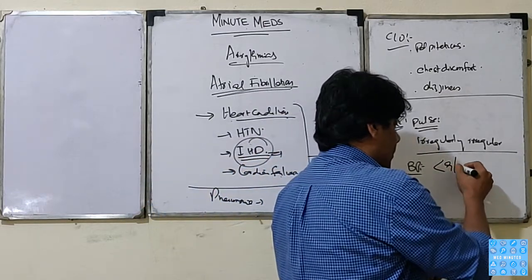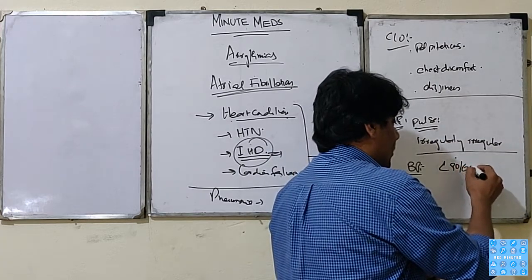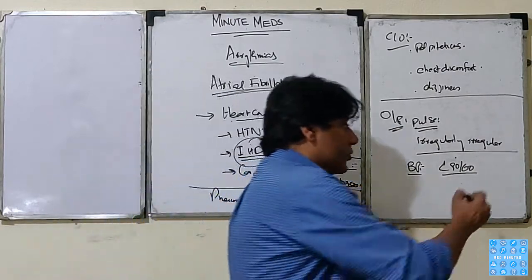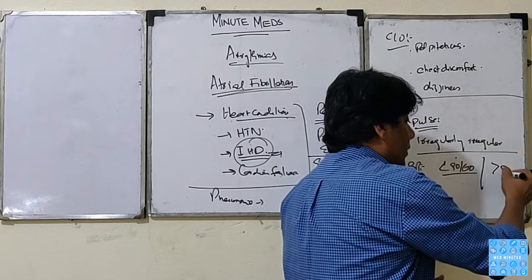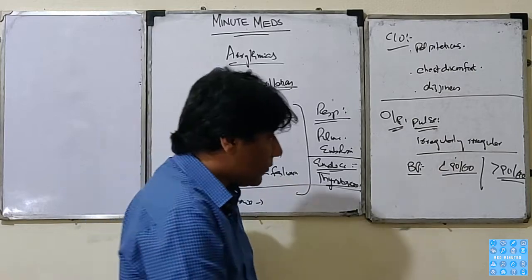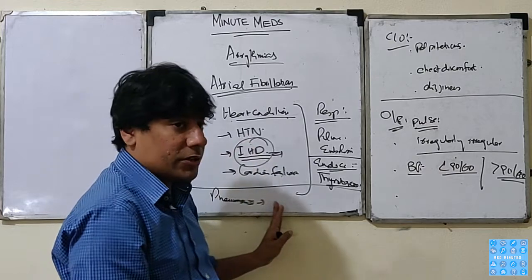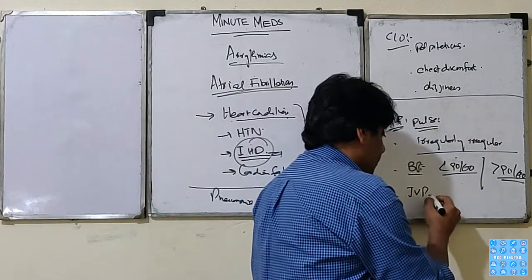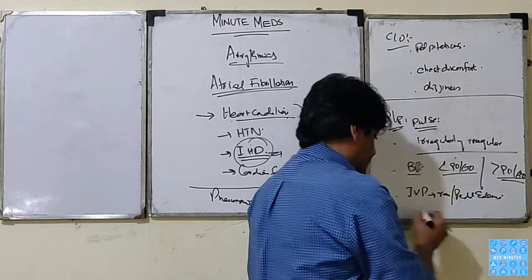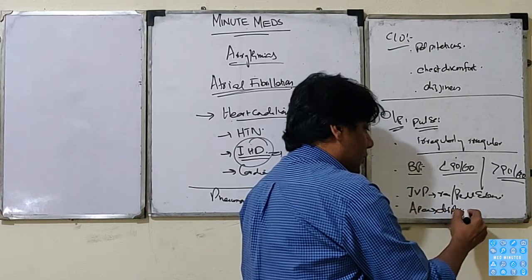If the person is having a blood pressure of less than 90/60, is hemodynamically unstable, then the treatment would be different. And if he or she is maintaining a blood pressure of greater than 90/60, then the treatment would be different. Then we check for the signs of what we are talking about. Is the JVP raised? Is there any evidence of pedal edema? Is there any evidence of displaced apex? For heart failure we're talking about.